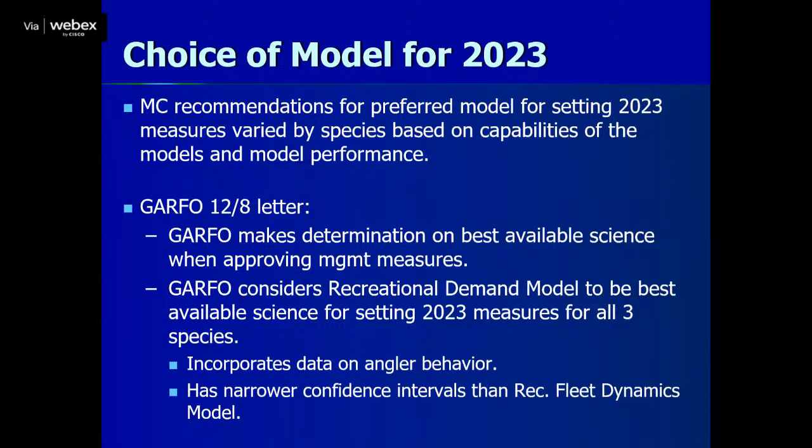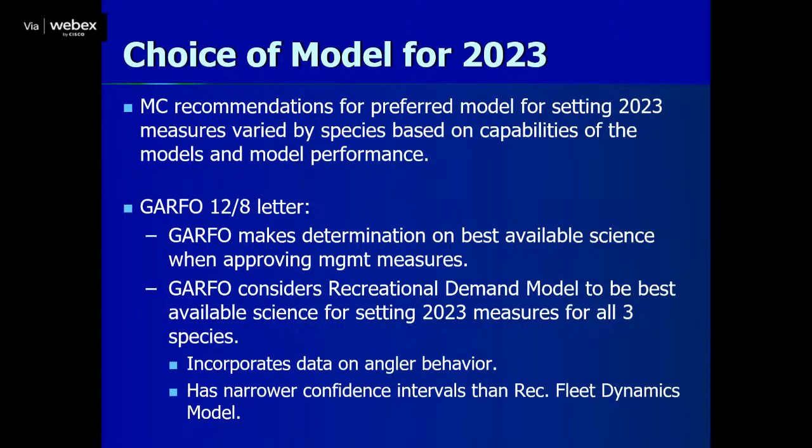And the recommendations were based on the capabilities of the model, some species-specific considerations, and model performance. So the monitoring committee reviewed an analysis of out-of-sample predictions and a retrospective analysis, which was basically a way of looking at how well the model predicted past MRIP data. And there were some variations in that across the models and across the species. So those are the sorts of things that the monitoring committee considered when making their recommendations, and we'll describe those in more detail for each of the species-specific presentations that follow this one.